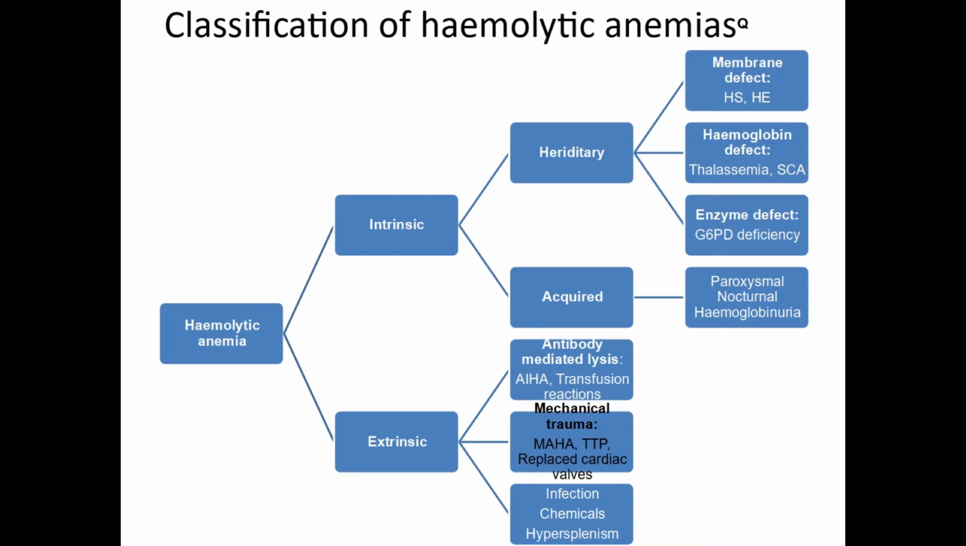Coming to the extrinsic hemolytic anemias, there are three important types here. The first one is antibody-mediated lysis, examples for which are autoimmune hemolytic anemias and transfusion reactions. Then there is mechanical trauma, examples for which are microangiopathic hemolytic anemia, thrombocytopenic purpura, or replaced cardiac valves. Lastly, some miscellaneous causes are there, for example, infections, chemicals, increased size of spleen leading to destruction of RBCs, etc.